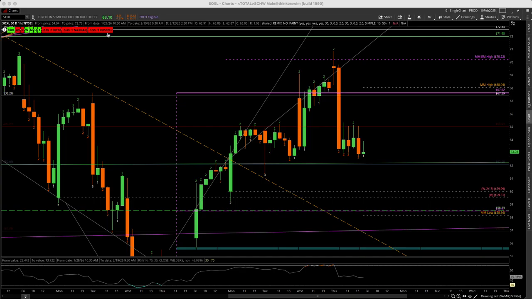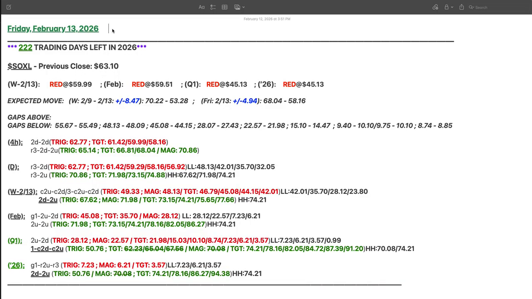So if we go back to our notes here, these are our notes for Friday, February 13th, 222 trading days left in the year, starting on Friday. The close price on Thursday was 63.10. We know that to flip the week red, we have to get below 59.99. To flip the month red, we have to get below 59.51. And for the quarter and the year, 45.13 is the number that we have to go through to turn those red. But for right now, everything is green, full time frame continuity to the upside.